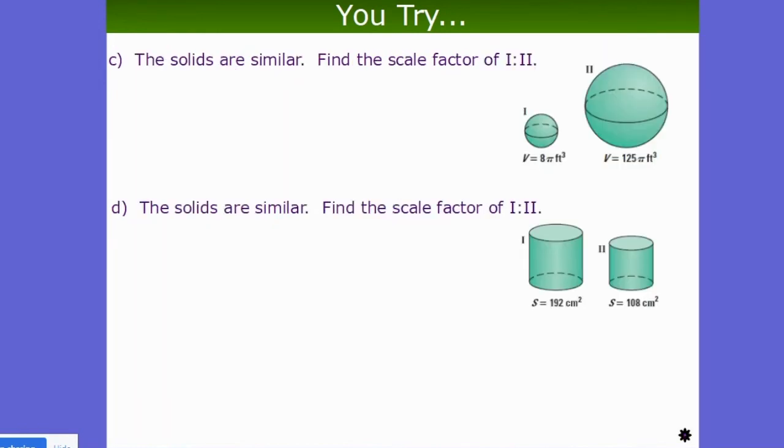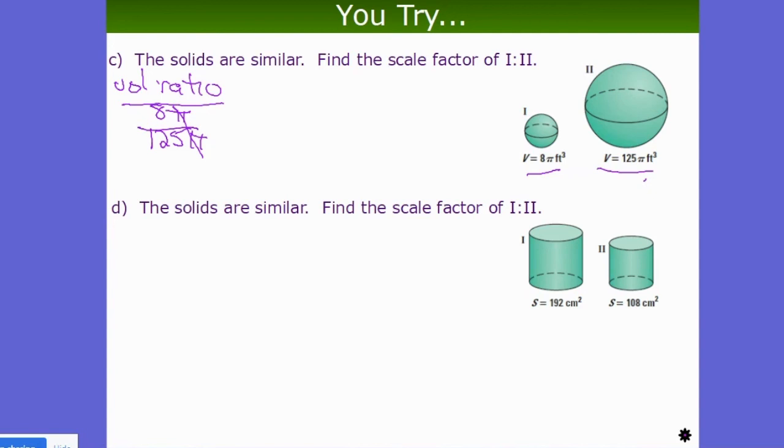If you don't have the worksheet, go ahead and pause now and try these, but otherwise, let's go through them. We have two similar spheres here. Find the scale factor ratio of figure 1 to figure 2. So I know their volumes. So volume ratio is 8 pi to 125 pi. Now these pi's are going to cancel out, so my volume ratio is actually 8 over 125.